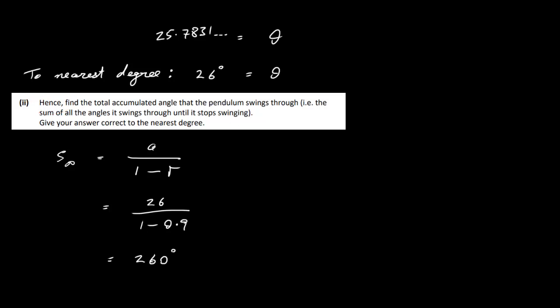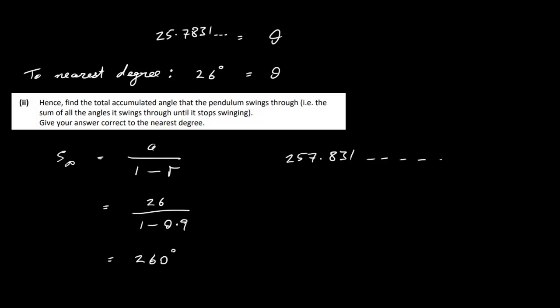If you use the 25.7831, which is the accurate value, you'll get a different answer. You'll actually get 257.831. I would imagine that they're going to give you full marks for both. It would be very unfair if they didn't. So I'm going to assume that this is what they want us to use here, 26 degrees.